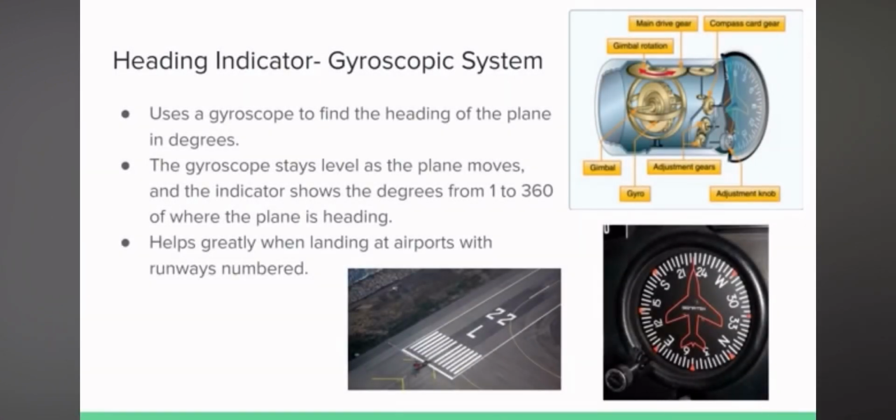The heading indicator, a gyroscopic system. The heading indicator is a useful instrument that works somewhat like a compass. It uses a vertical gyroscope to find the heading in degrees of the plane. The gyroscope works by staying still and moving the face of the instrument to show the degrees. This instrument helps greatly during landing procedure, when it could be useful to know the heading of certain runways.